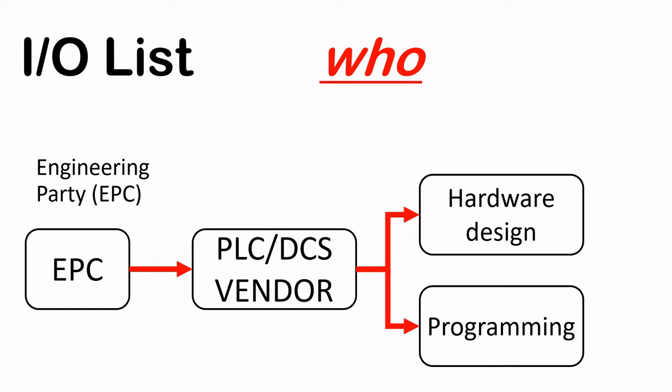Who is preparing the I/O list? The engineering party, or EPC, is the one who prepares the input-output list. Then they will pass it to the PLC or DCS vendor, who will use it in two parts: in the hardware design and also in the programming design.